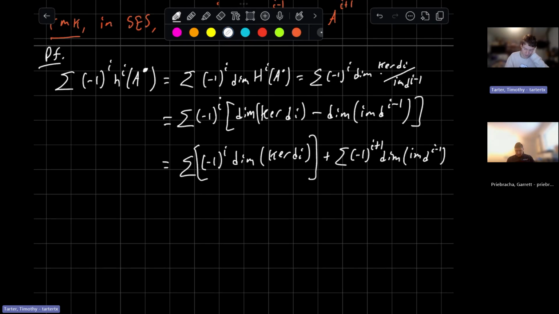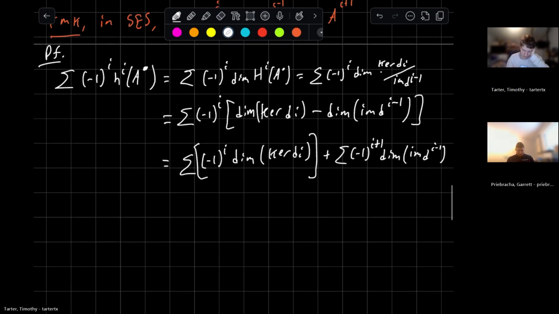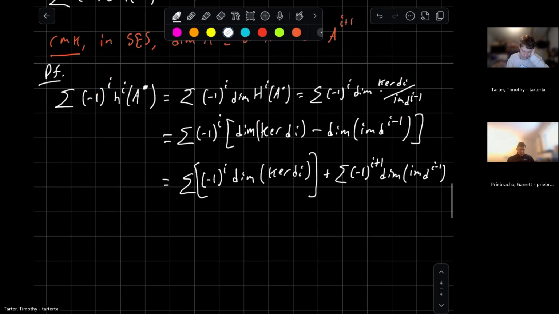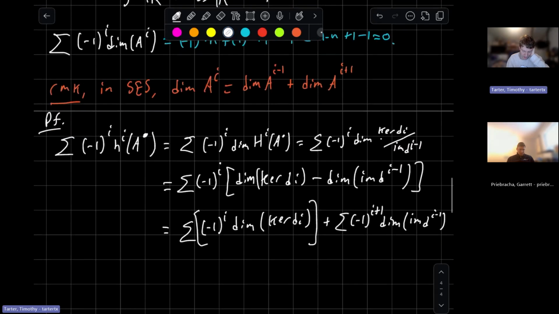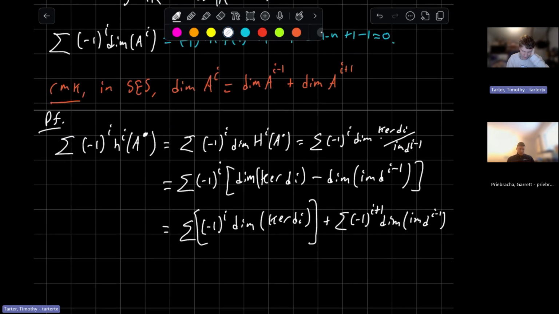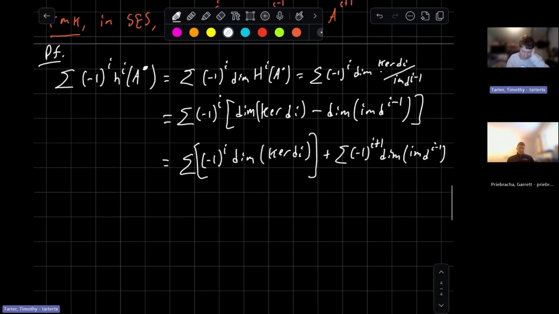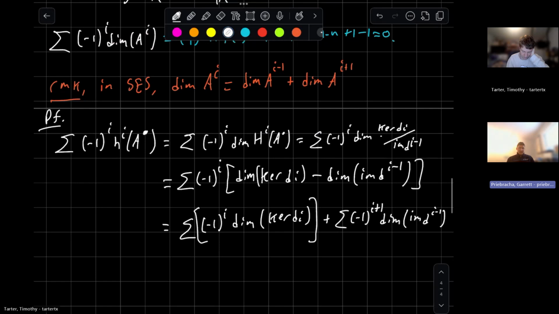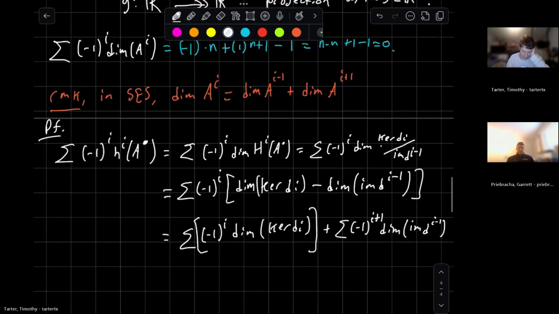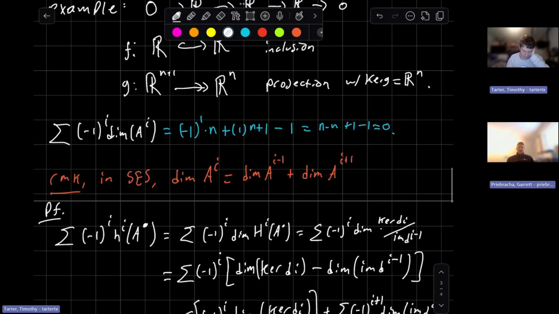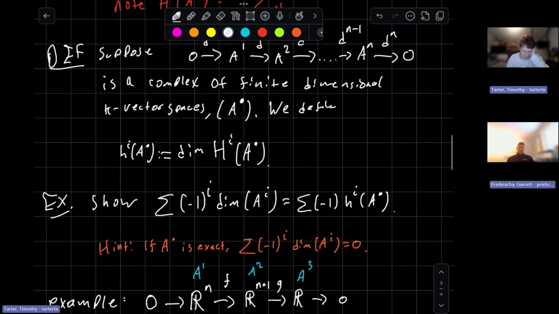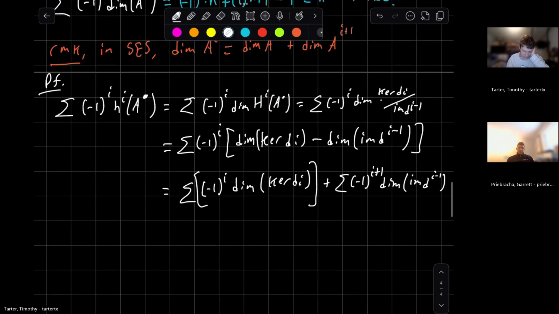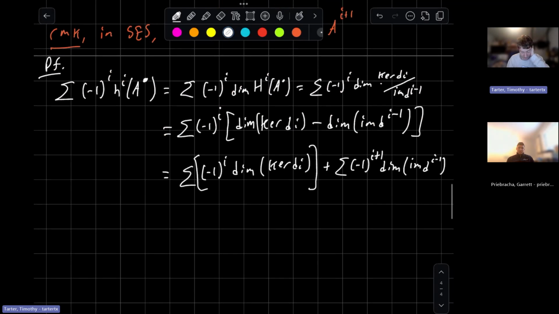This is where it all comes through. And so then this is where, in short exact sequences, this becomes 0. We just have to show that the kernel of d_i is equal to the image of d_{i-1}, because they'll just cancel each other out. We want to show that this is equal to the dimension of the ith vector space.